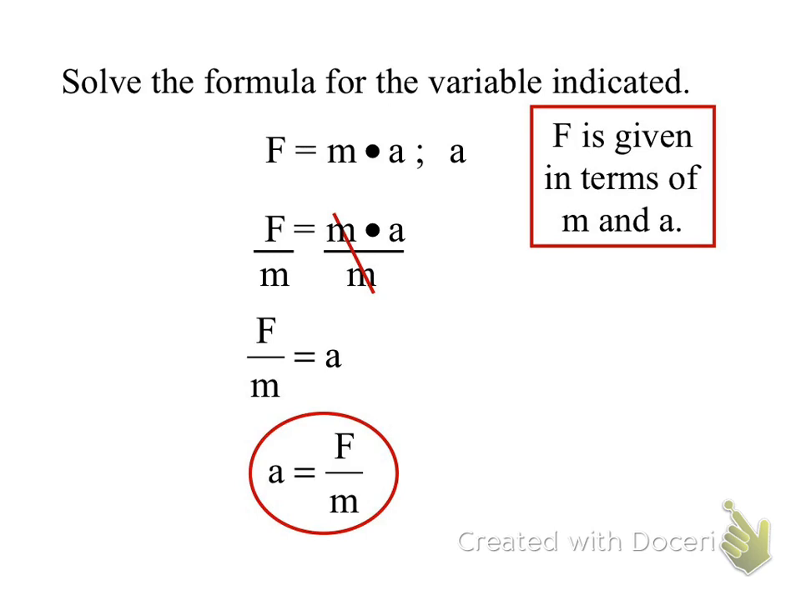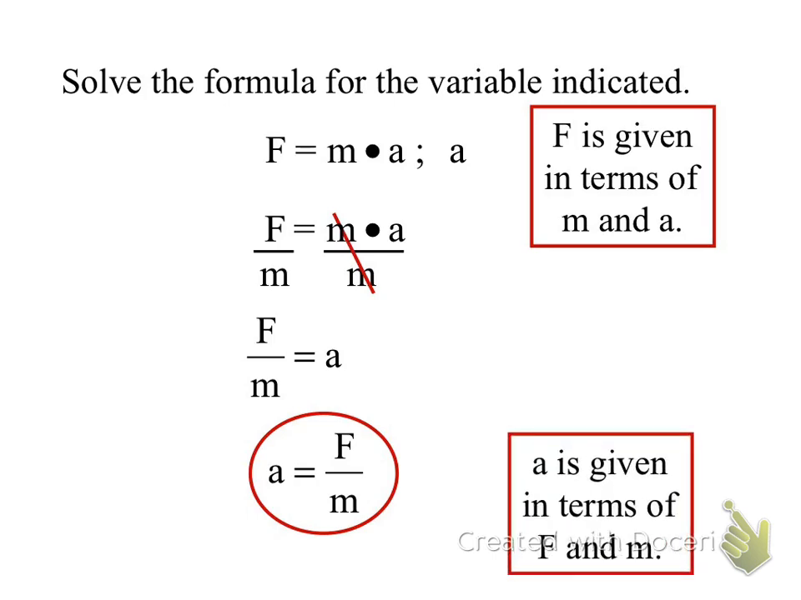Does that make sense, the language that I'm using? Okay. It just means A is alone and F and M are on the other side. We're solving for the A when we say A is given in terms of F and M.